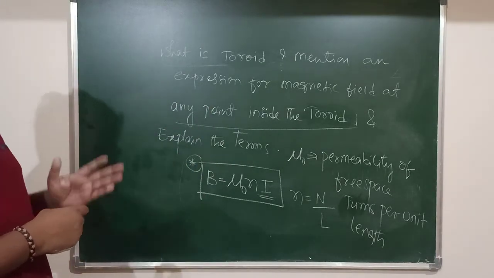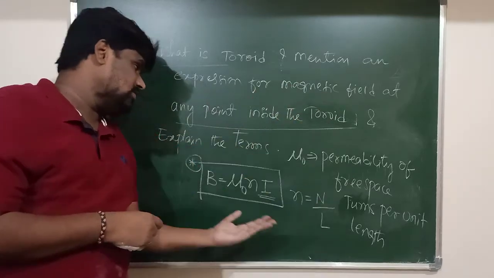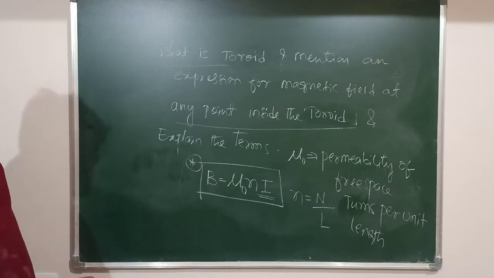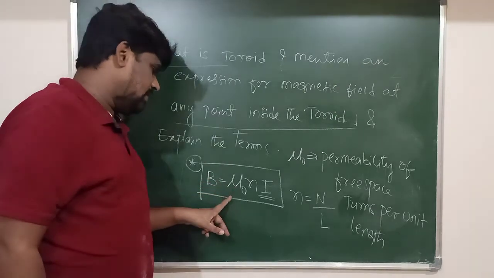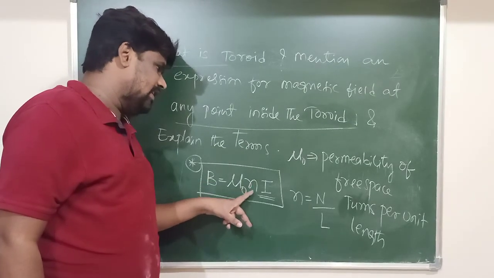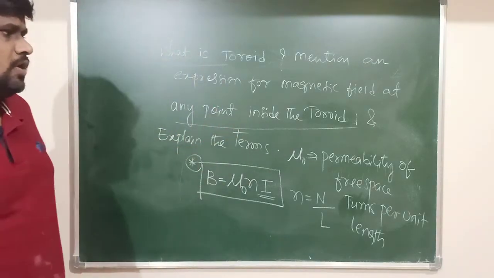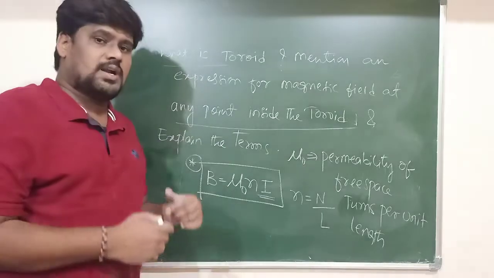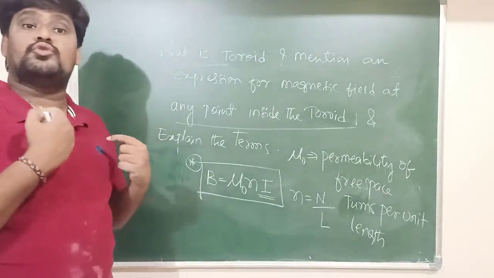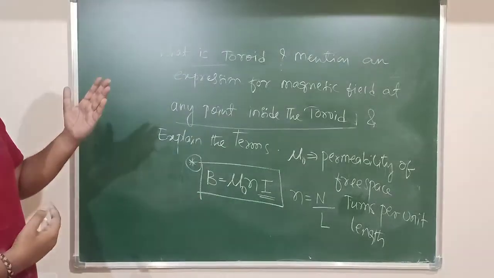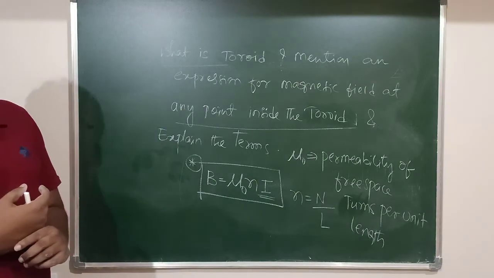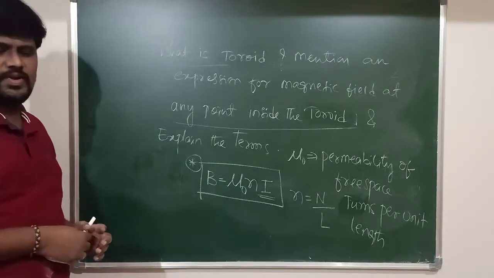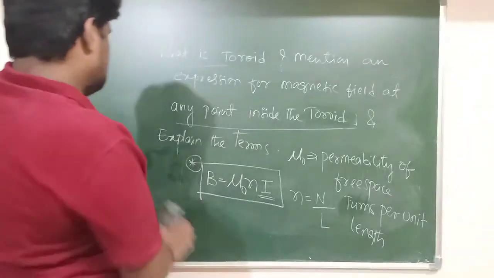So the magnetic field at any point inside the toroid is also the same. That is given by B equals μ0 n I. Once again, where μ0 is called permeability of free space, small n is the number of turns per unit length of a toroid, and I stands for the current in the toroid. So this is another question we can expect in the examination.